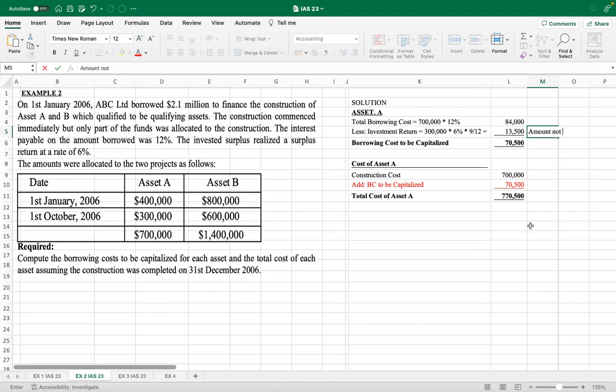Amount not capitalized, and therefore expensed. And therefore it will be expense. I believe I've answered all questions.